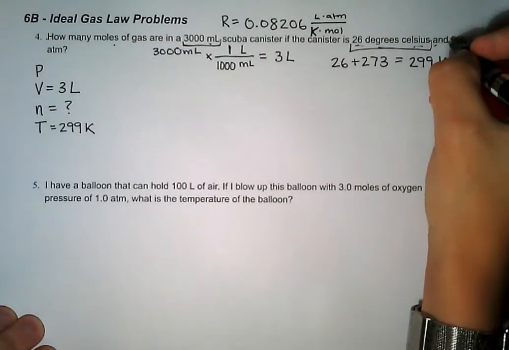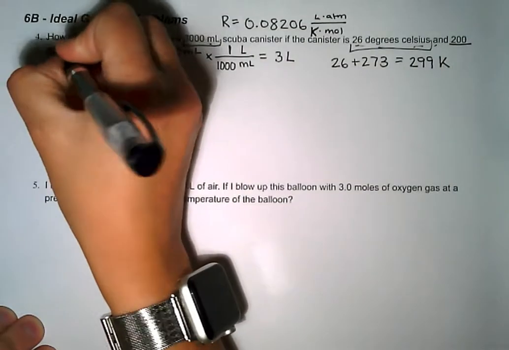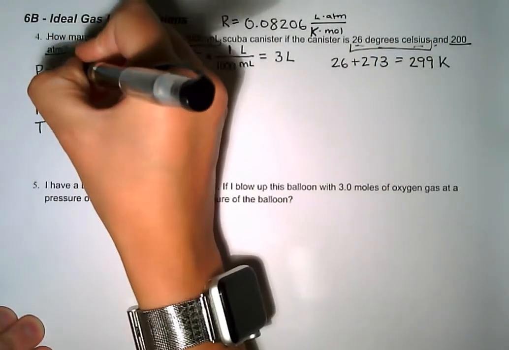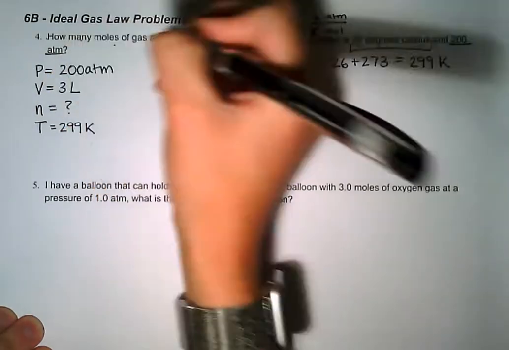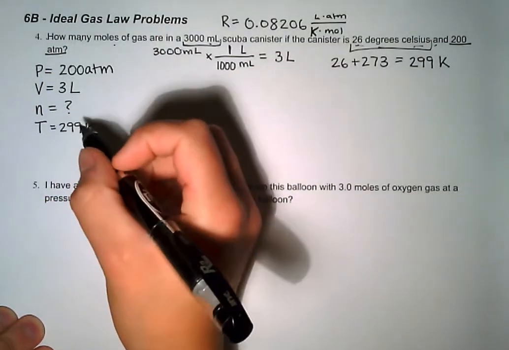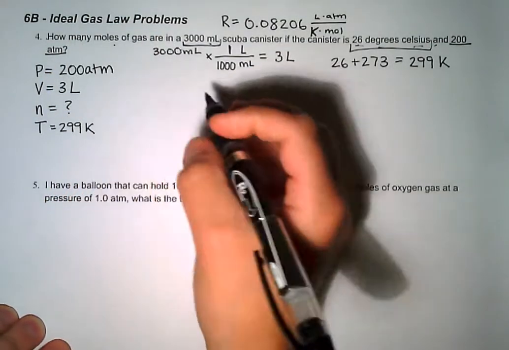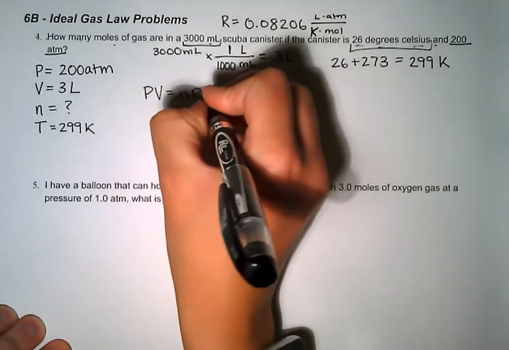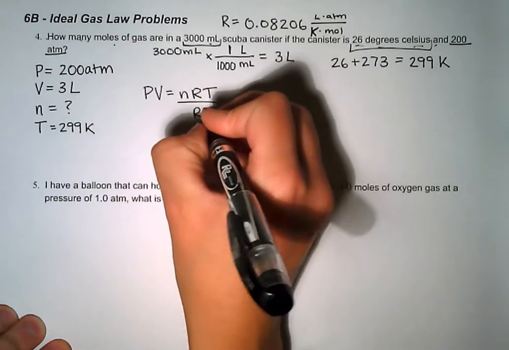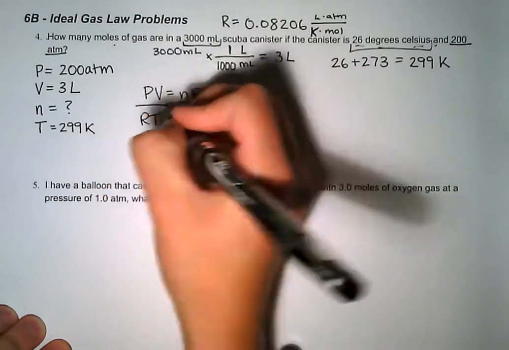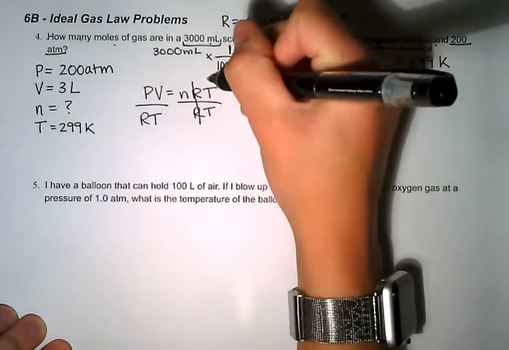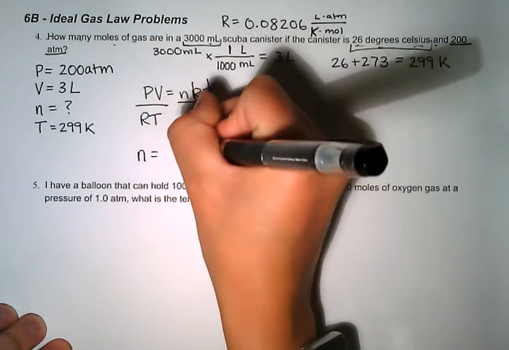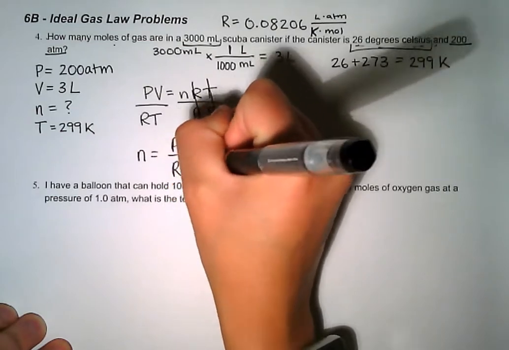And then last but not least, it's at 200 ATM. So my pressure is already in the right units of ATM. So 200 ATM. And now we just need to rearrange our equation to solve for number of moles. So PV equals nRT. We're going to divide by R and T on both sides. R cancels, T cancels. So we have n equals PV over RT.